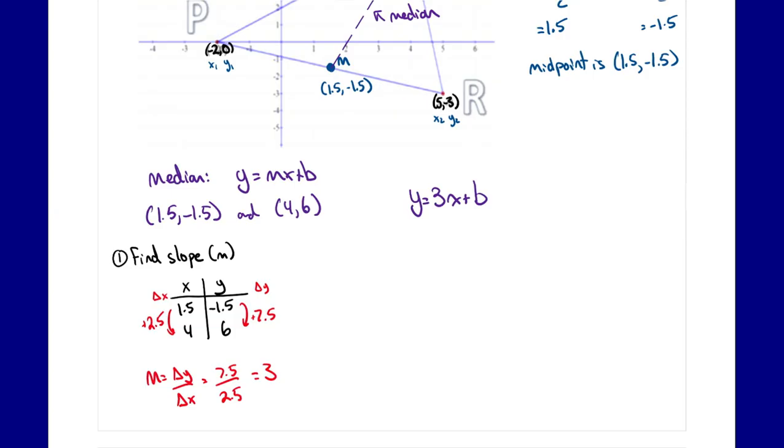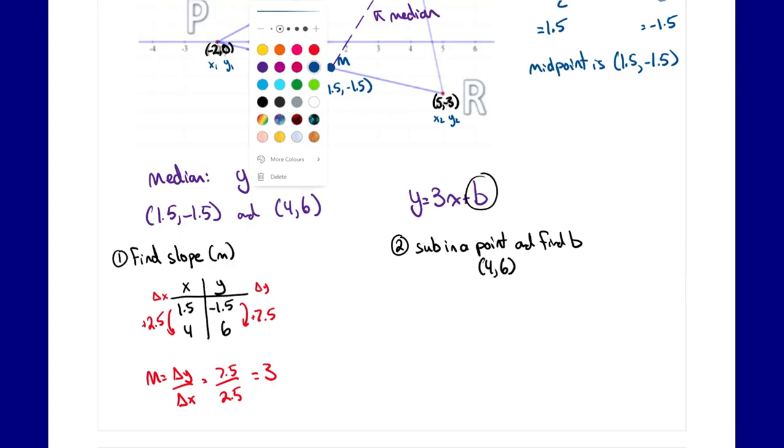The next step is to find b. I'm looking for this b value now. So the next step is to sub in a point and find b. We have 2 points, so we have to use one of them, either the 1.5, negative 1.5, or the 4, 6. I'm going to use 4, 6 because nice numbers. I don't want to deal with decimals. Decimals are better than fractions, but whole numbers are better than decimals.